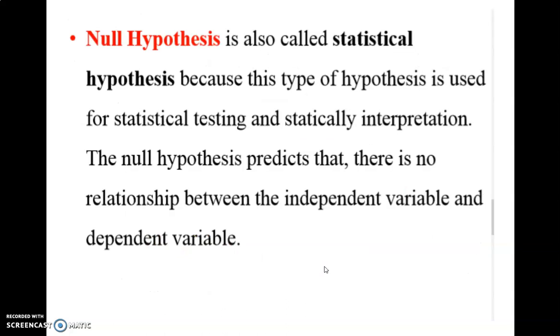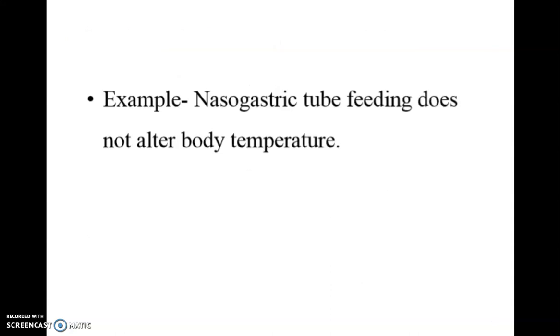So what is null hypothesis? It is also called a statistical hypothesis. In this type, the hypothesis is used to test statistically. Okay, so what is the prediction here? The null hypothesis predicts there is no relationship between independent and dependent variable. So in null hypothesis, there is no relationship exists between the independent and dependent variable. It is used to test statistically, so that is the reason it is called a statistical hypothesis.